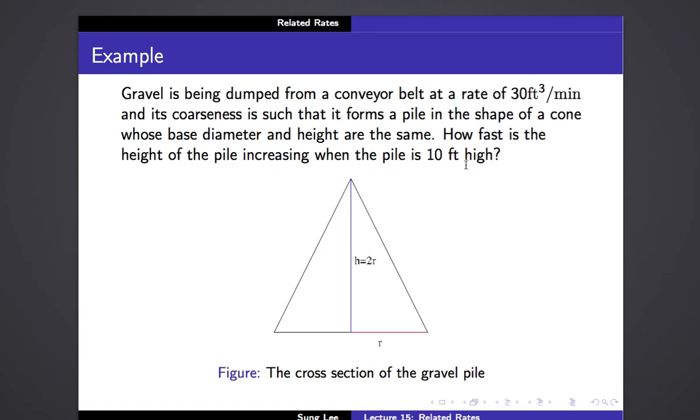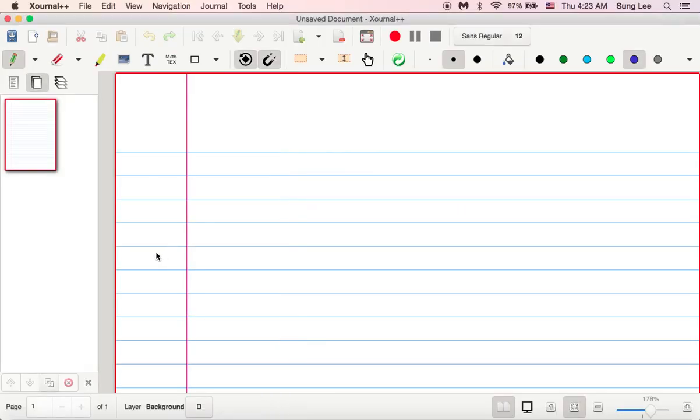And what's known here is the volume, the amount of gravel being pumped in, that's 30 cubic feet per minute. So in other words, if we denote the volume by V, that's dV/dt, and that equals 30. So those are the known quantities. Having said that, let's get to my notepad to work on it.